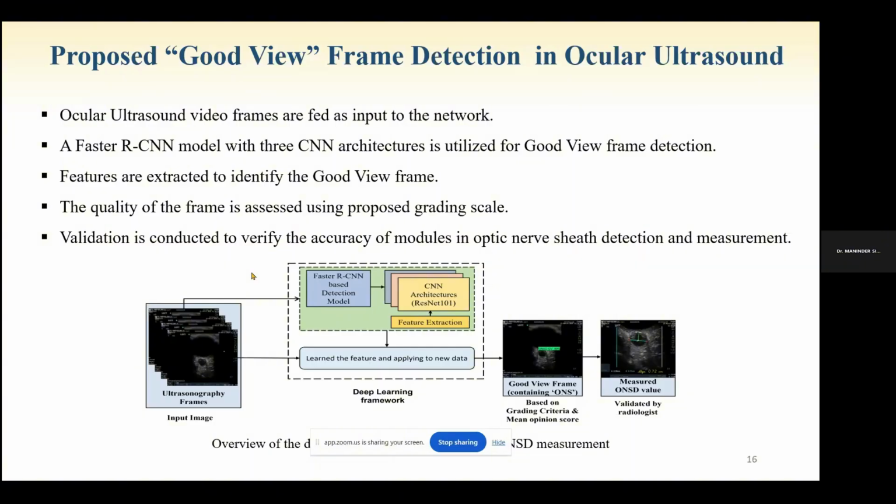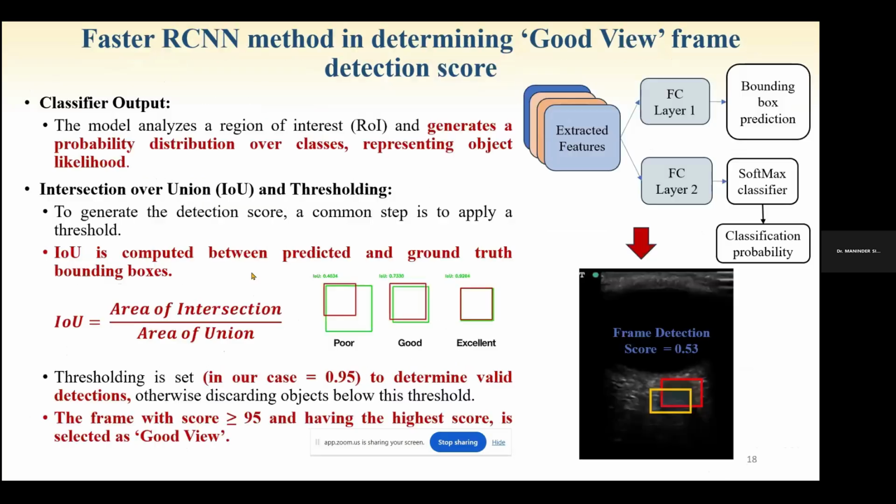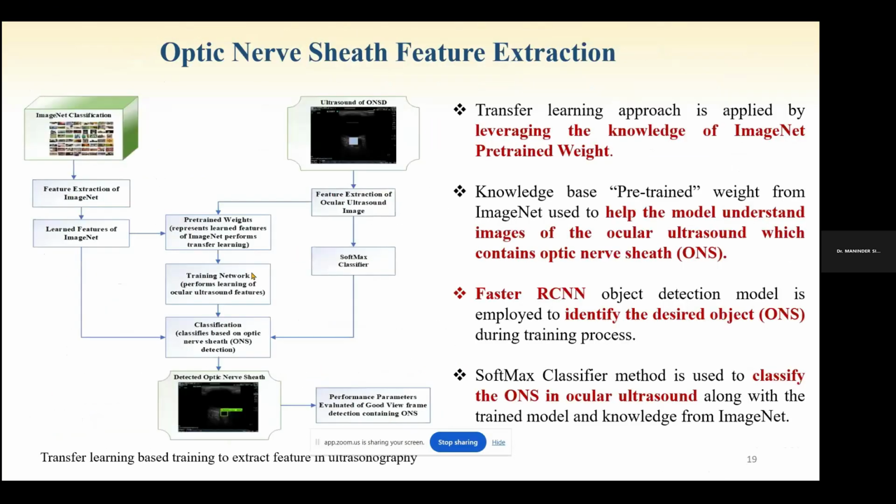So this was the Faster RCNN method which we used. It works in two stages, region proposal and region of interest pooling. I will not go into much detail. Here we detected the optic nerve. Moreover, we used transfer learning weights to get the feature extraction from the learned features, and then using those extracted features.